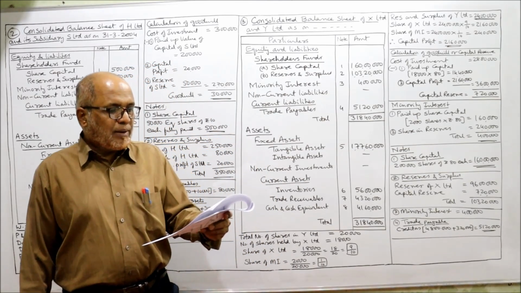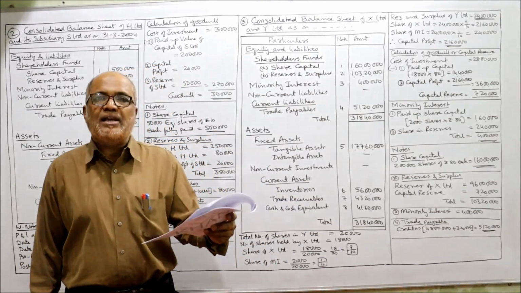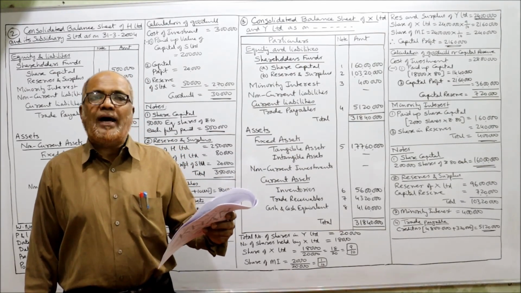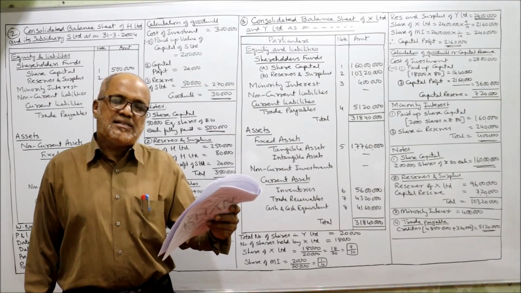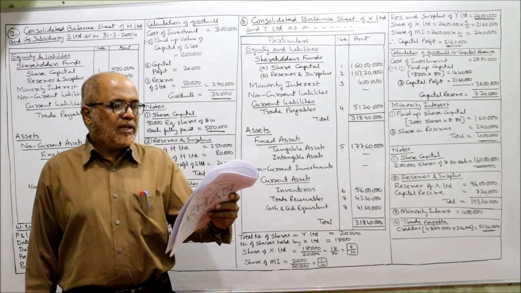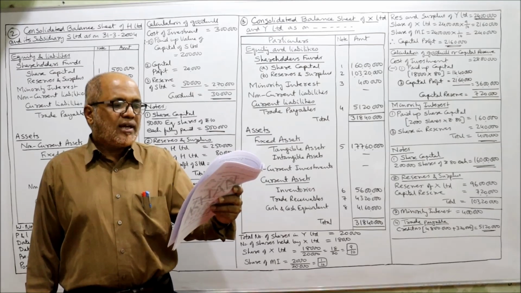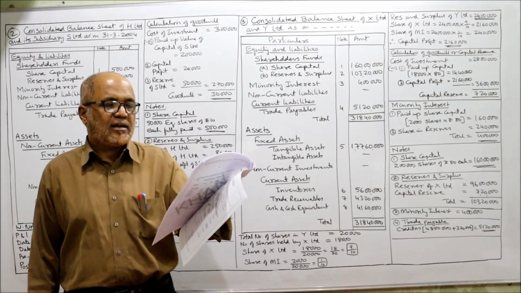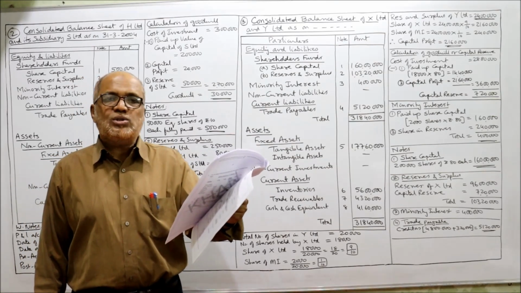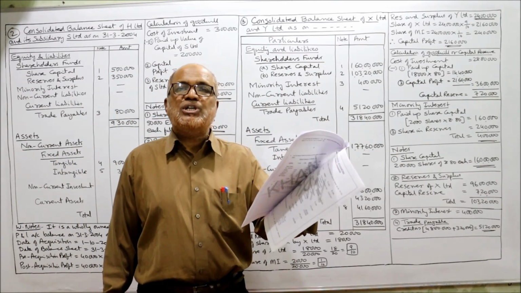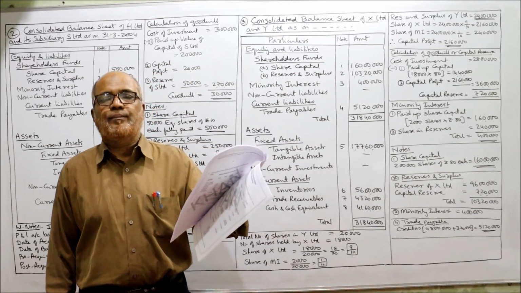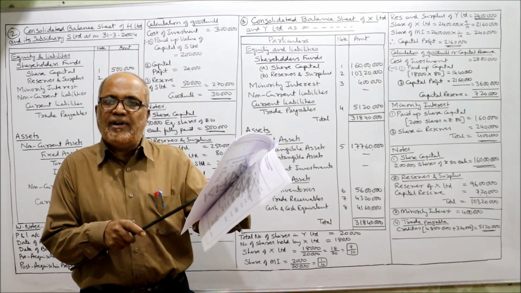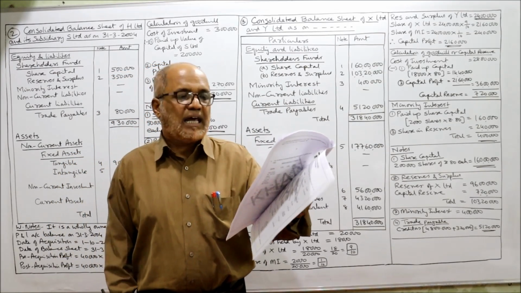Third problem. From the balance sheets given below, prepare the consolidated balance sheet of X Company Limited and its subsidiary company Y Company Limited. So X company is the holding and Y company is the subsidiary. Equity and liabilities, shareholders' fund. Share capital: 2 lakh shares of rupees 80 each, 1 crore 60 lakh in X company, and 20,000 shares of rupees 80 each, 16 lakh in Y company. The holding company share capital is 1 crore 60 lakh and the subsidiary company share capital is 16 lakh.